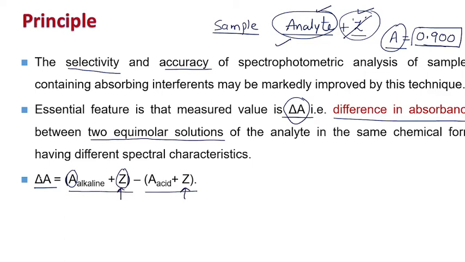So when I am taking a delta A, what will happen? This Z will get cancelled out. For example, let's say my drug is acidic. If I am dissolving this acidic drug in an alkaline pH, what will happen? It will undergo ionization.